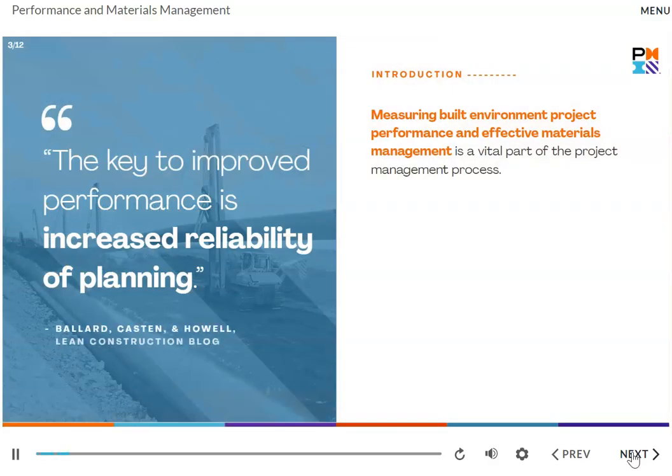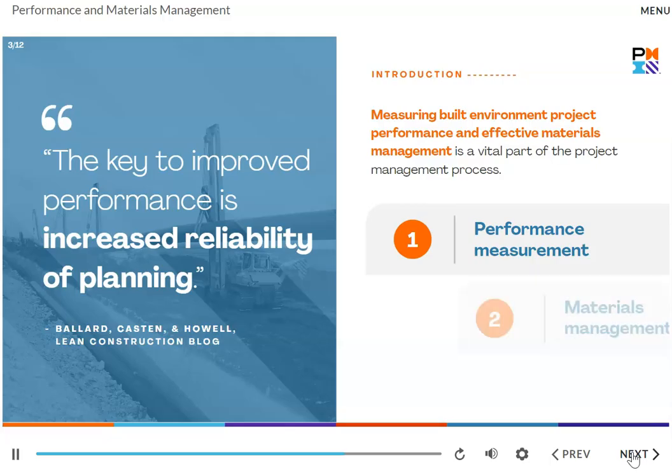Measuring built environment project performance and effective materials management is a vital part of the project management process. In this course, we will focus on two areas: performance measurement and materials management. Click Next to learn more.